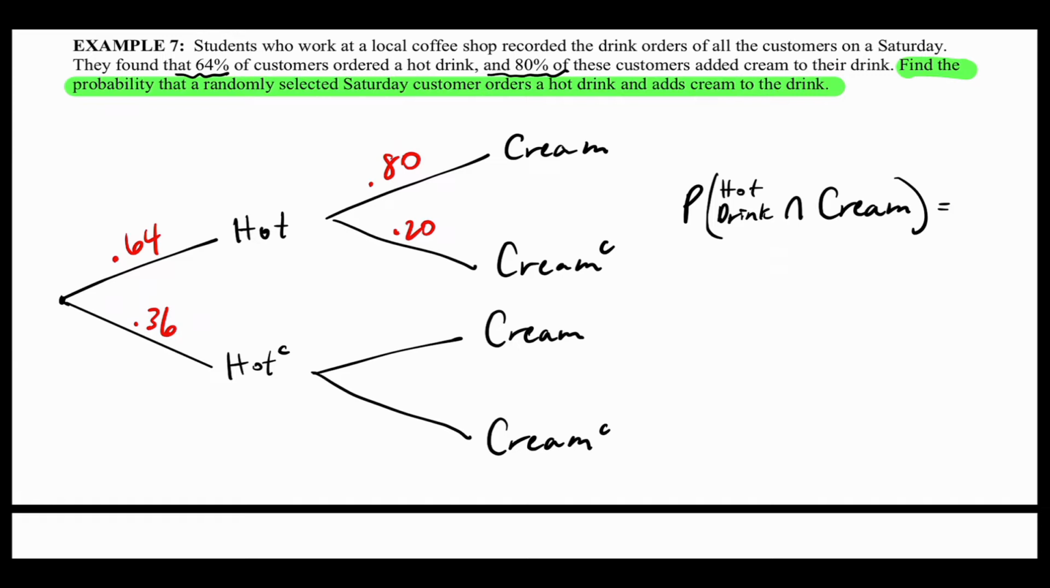The problem is they don't give me all of the probabilities. So these guys down here, I don't know anything about the people who don't order a hot drink. But luckily, I don't need to know anything about them because the question only wants hot drink with cream in it. If the question said, what's the probability that a person puts cream in their drink, I couldn't do that problem because I would need this guy down here. But I don't need this for that problem, so it's not really a big deal.